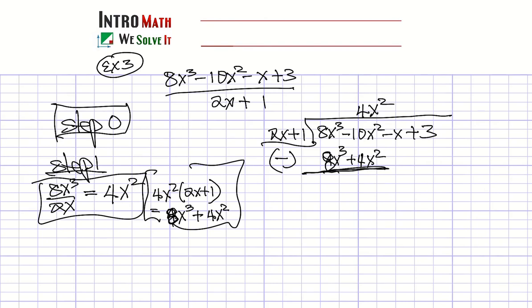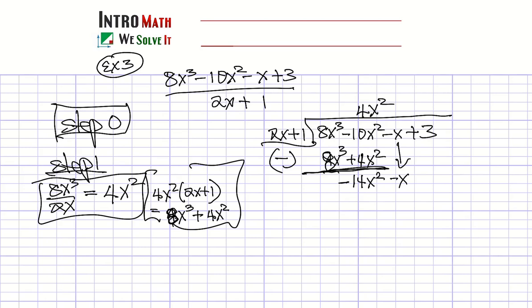Okay, so you subtract. Now notice that since you're subtracting, the 8x cubed at the bottom becomes negative 8x cubed, and then it cancels the one on top. And then you have negative 4x squared there. So you add that to negative 10x squared, you get 14x squared. You see that, right? Actually, it's negative 14x squared, sorry. And then you bring this down. It becomes negative x. You see that, right? Okay, so we're done with that.